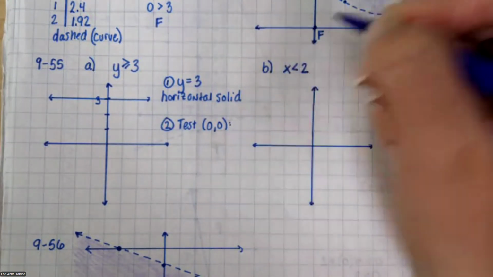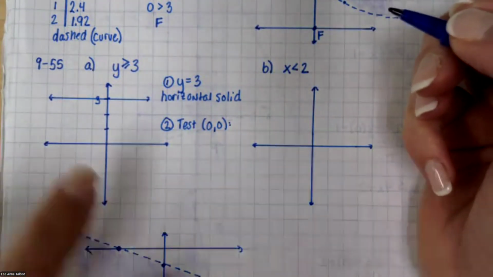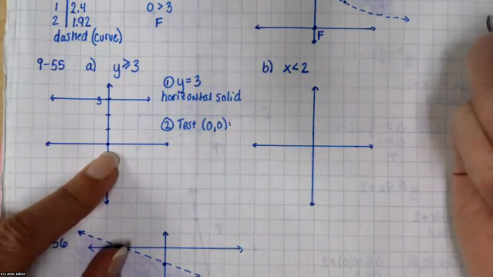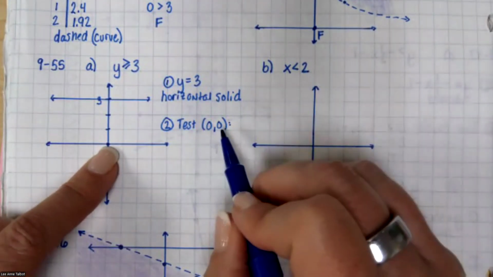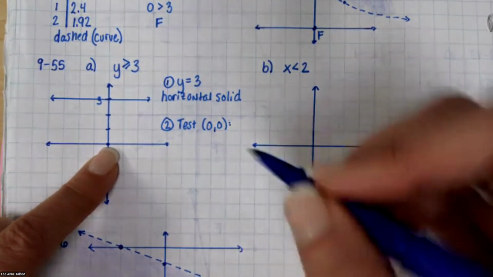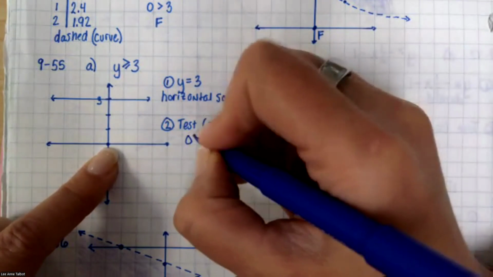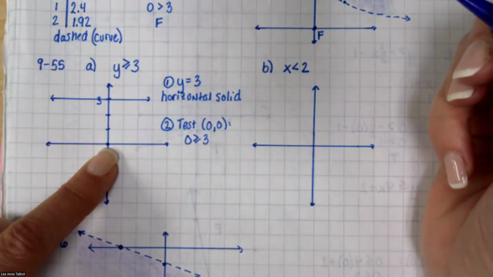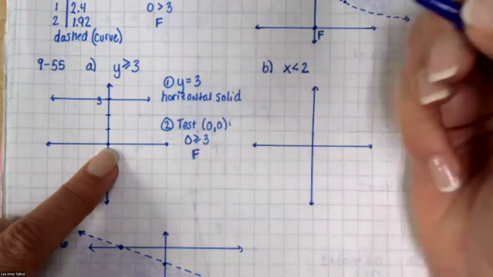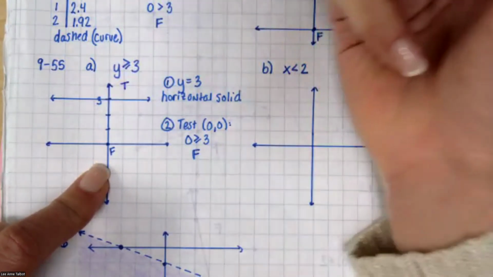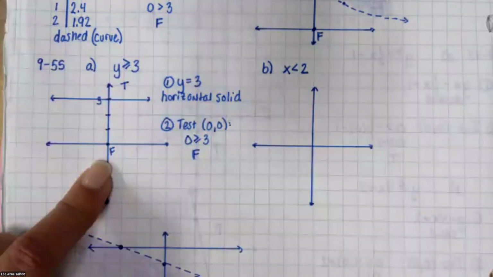And I'm going to say test 0, 0. So this is the spot I'm going to test. It's not on my horizontal line at 3, so I'm fine. Except it's going to feel weird because I'm not going to plug x into anything. I'm just going to plug the y in. So 0 is greater than or equal to 3 is false. So that means it's false down here and true up here.